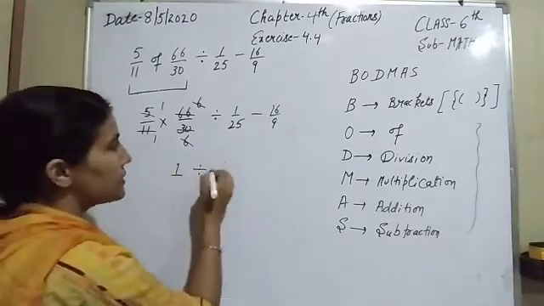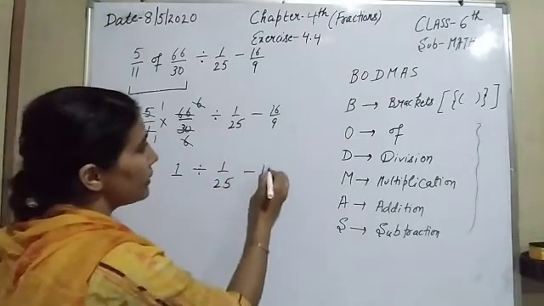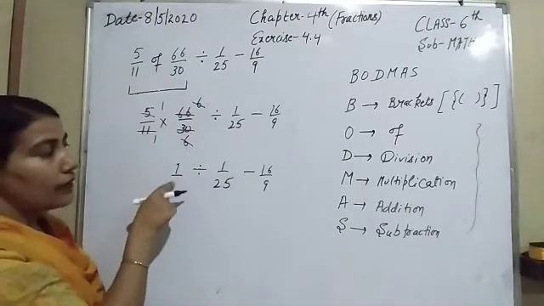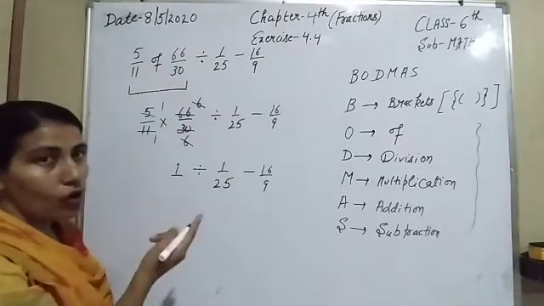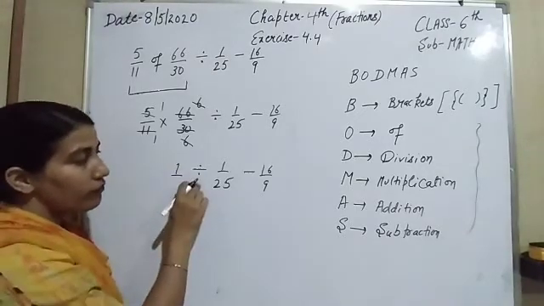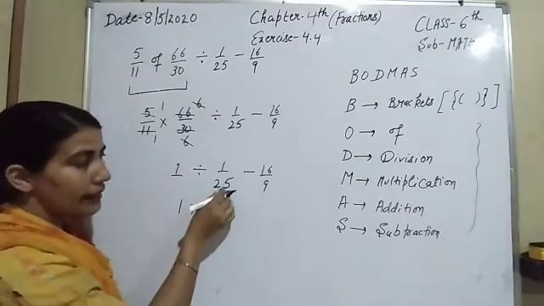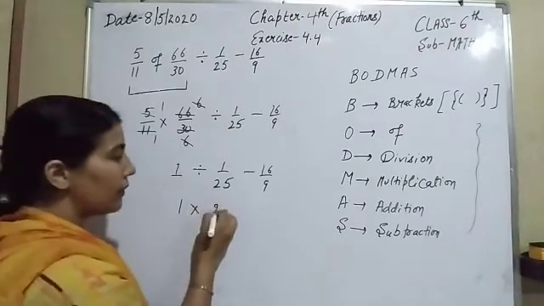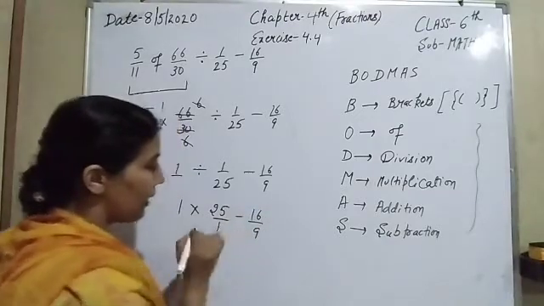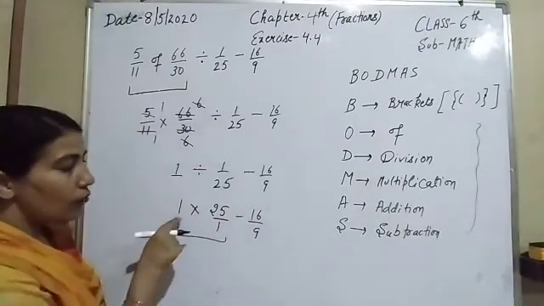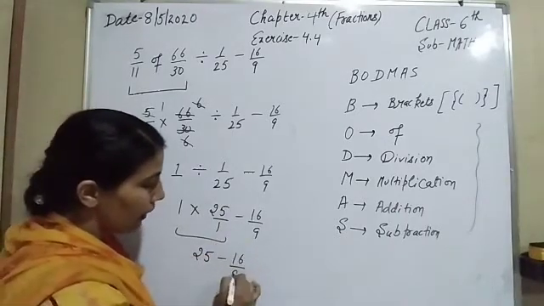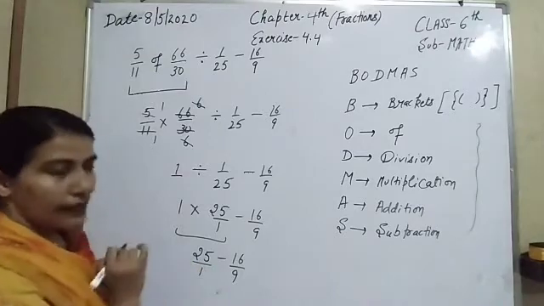And here is division 1 over 25 minus 16 over 9. Firstly we have solved this "of" part only and we get the answer 1. After that, we have to solve the division. To solve the division we have to convert it into multiplication by taking its reciprocal. So it can be written as 25 by 1 minus 16 by 9. We are solving this part only. Now 1 into 25 is 25 minus 16 by 9. Here 25 can be written as 25 over 1.